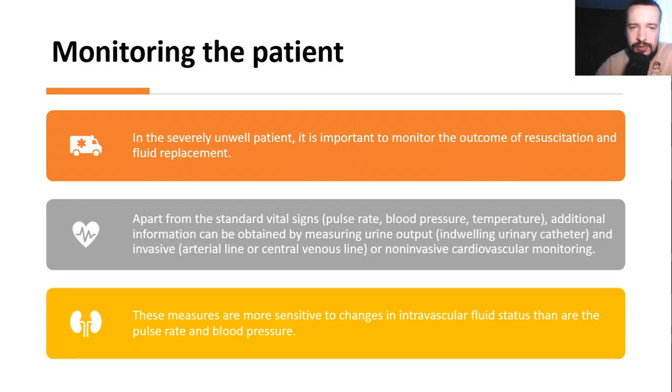Monitoring the patient. In the severely unwell patient, it is important to monitor the outcome of resuscitation and fluid replacement. Apart from the standard vital signs, pulse rate, blood pressure, and temperature, additional information can be obtained by measuring urine output with an indwelling urinary catheter, and invasive arterial line or central venous line, or non-invasive cardiovascular monitoring. These measures are more sensitive to changes in intravascular fluid status than are the pulse rate and blood pressure.